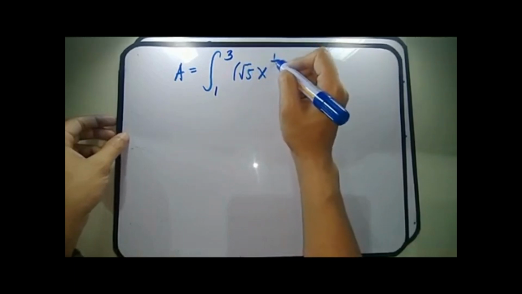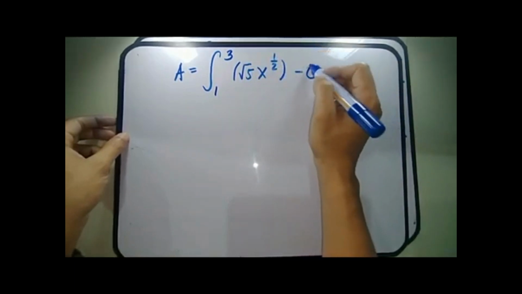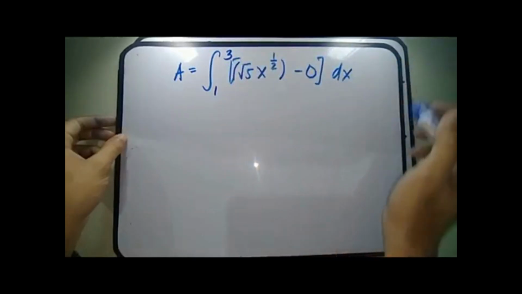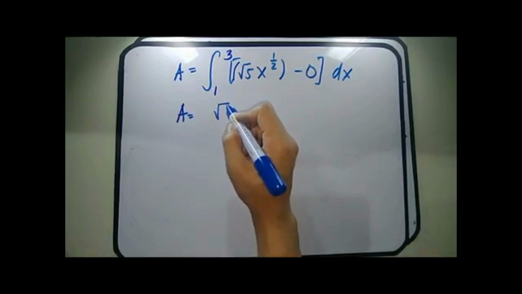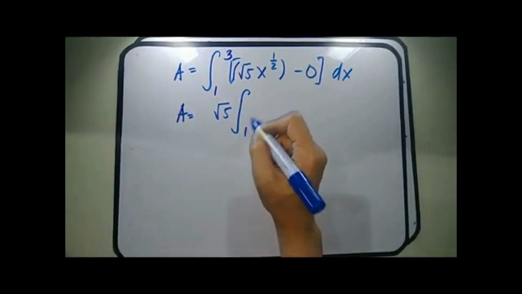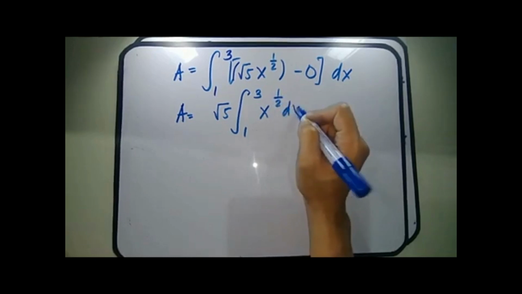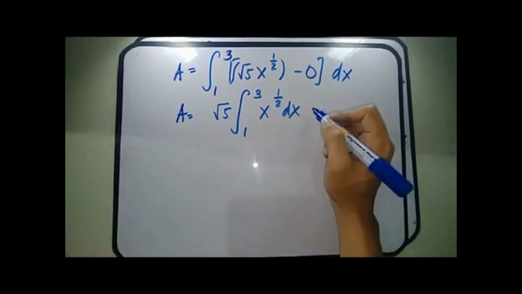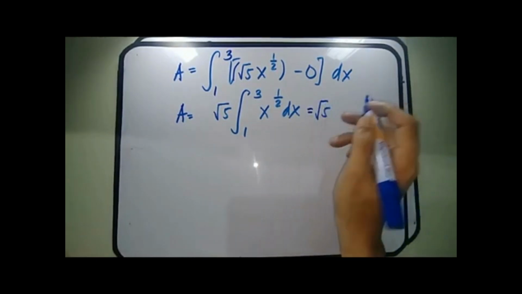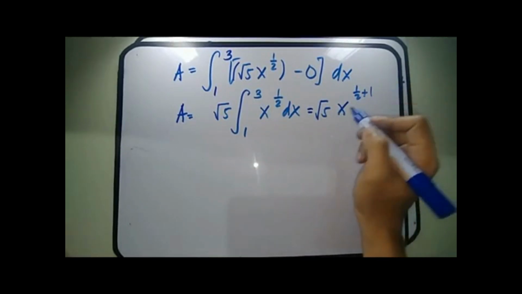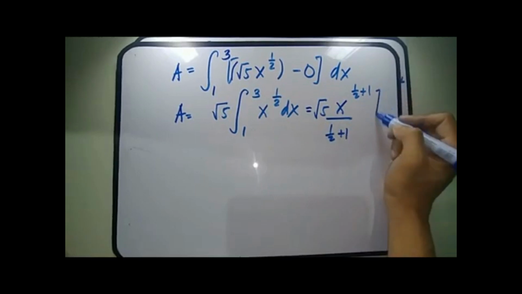So the 0 is y lower, differential of x. So we simplify this. Constant, so we bring out the square root of 5 integral of x raised to 1 half, differential of x from 1 to 3. So this is the power formula again, guys. So square root of 5, here we have x raised to 1 half plus 1 all over 1 half plus 1 from 1 to 3.